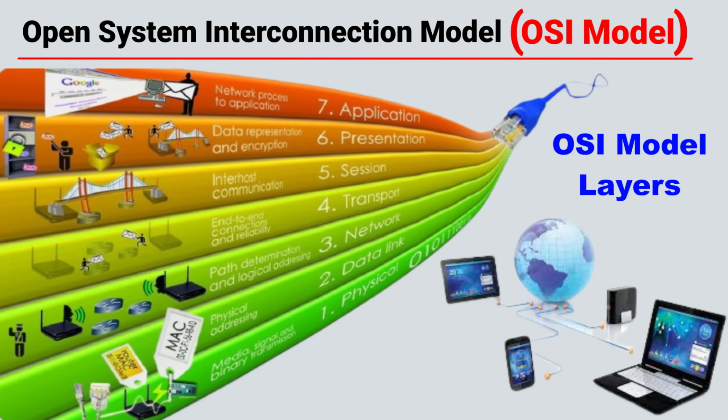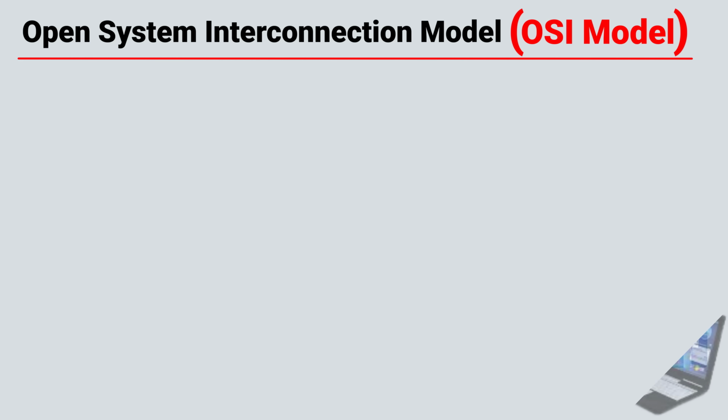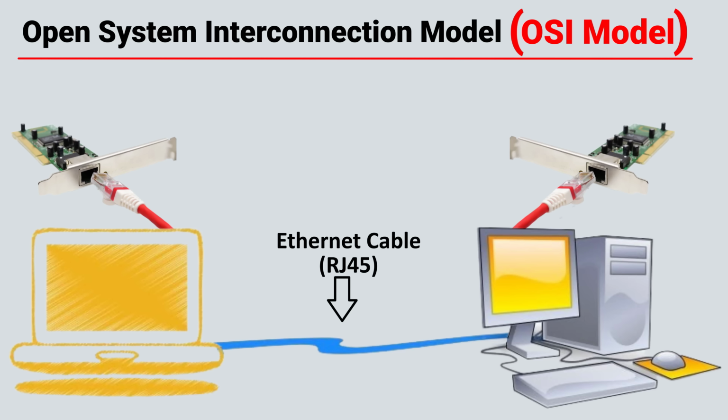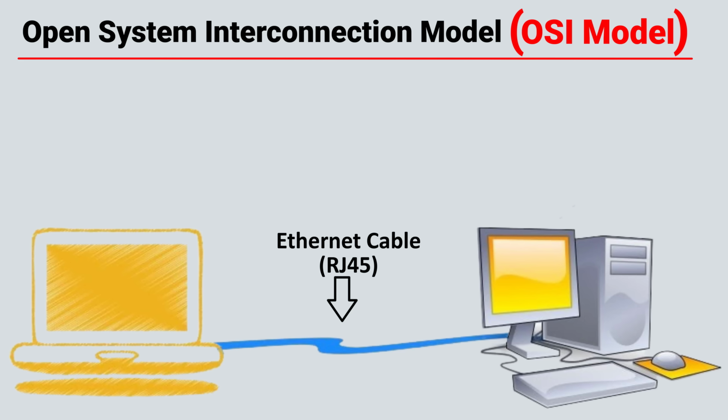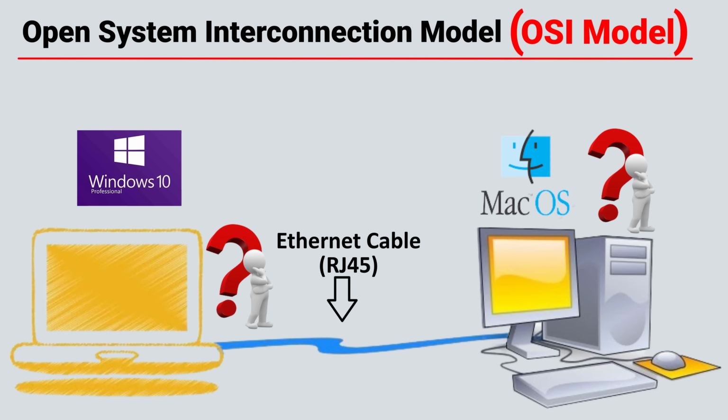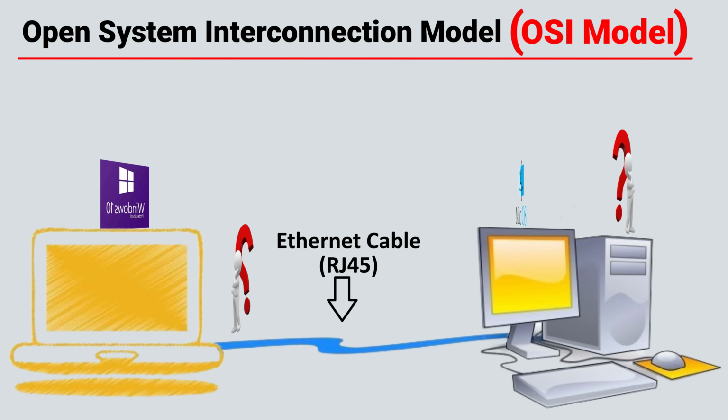OSI is a reference model for how applications communicate over a network. It is used to understand how data transfers from one computer to another in a computer network or across the globe. For example, there are two computers connected to each other via Ethernet cable and RJ45 connector, sharing data with the help of a network card between both computers. But if one computer is running on Macintosh operating system and the other one has Windows 10, then how are these two computers with different operating systems going to communicate with each other?